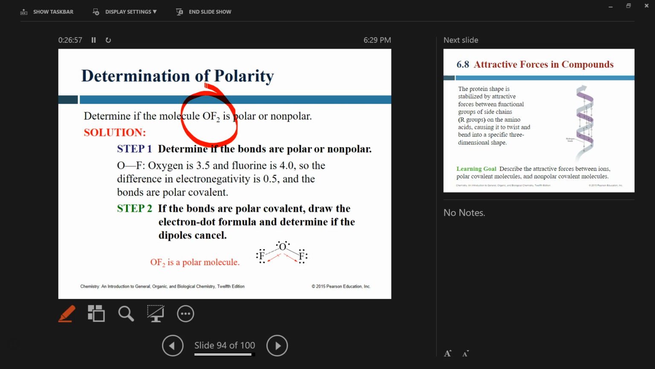Okay, in this molecule, the bonds between oxygen and fluorine are at an angle. Which element has the higher electronegativity? Fluorine. So each bond will be a dipole. Does that make sense to you? Will these dipoles cancel each other out? They will not, because they are at an angle. Does that make sense? The whole molecule will be polar.